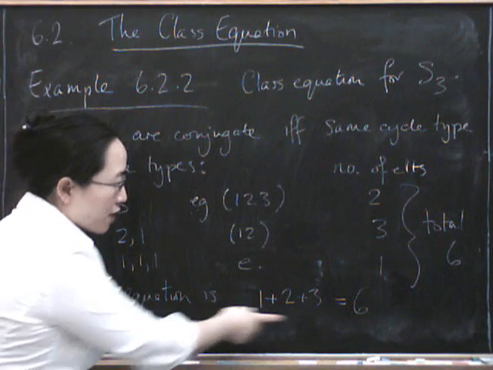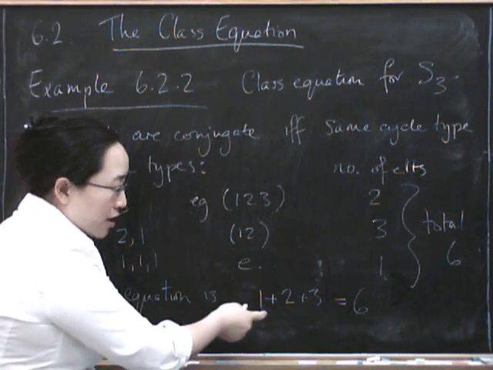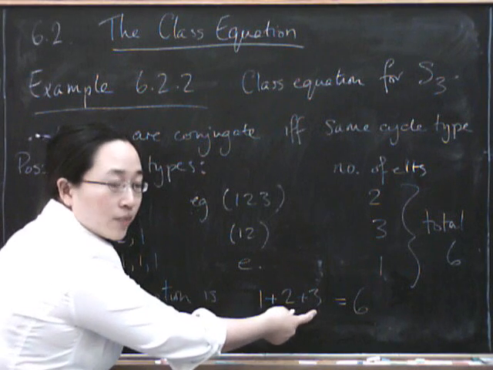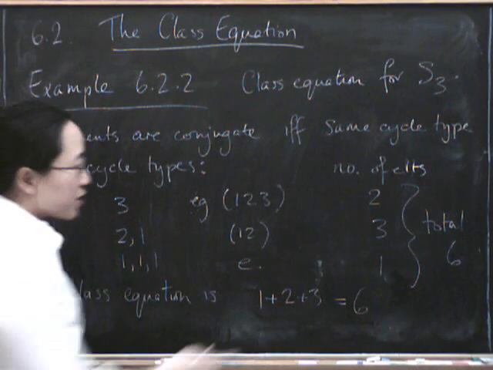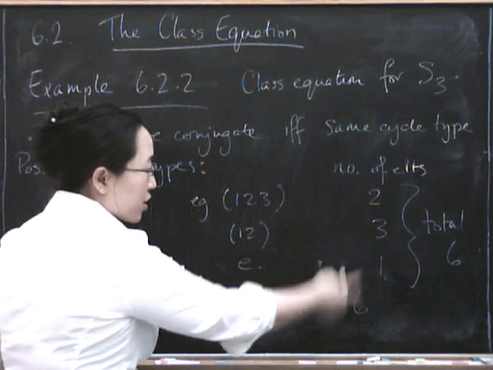So let's just observe something about this equation. Observe that each of these numbers is a factor of 6, because each of these conjugacy classes has to be a number that divides 6.